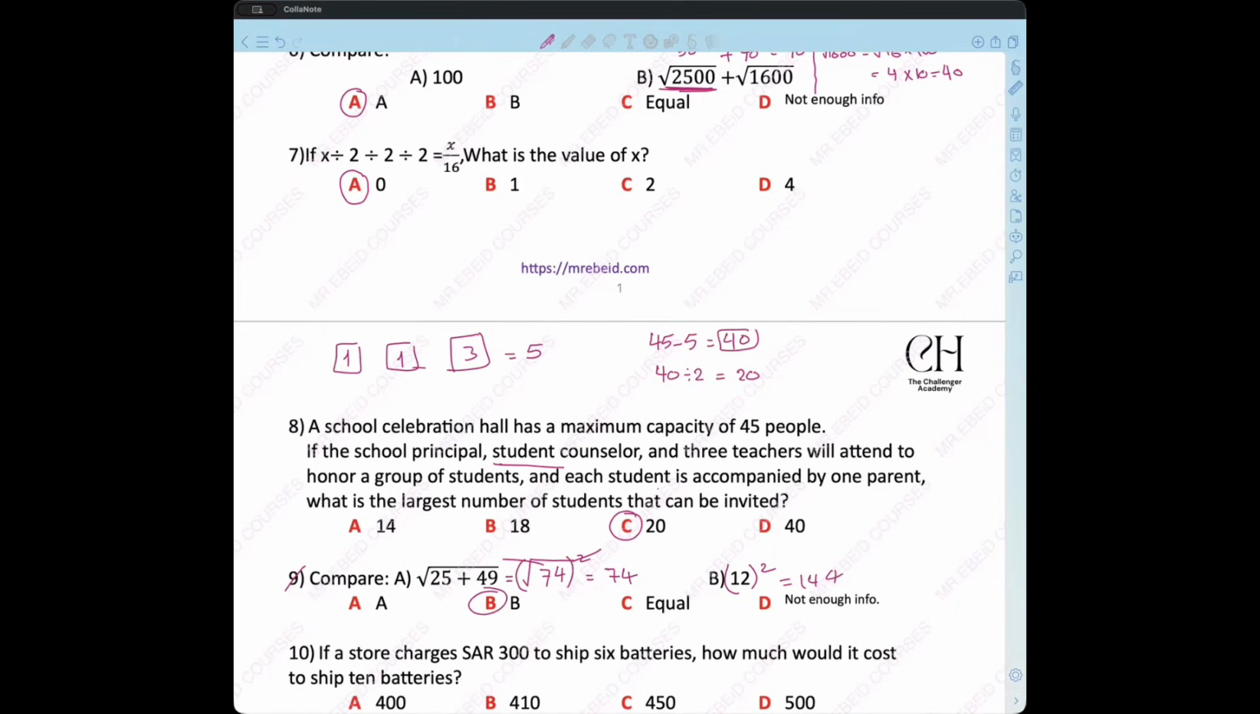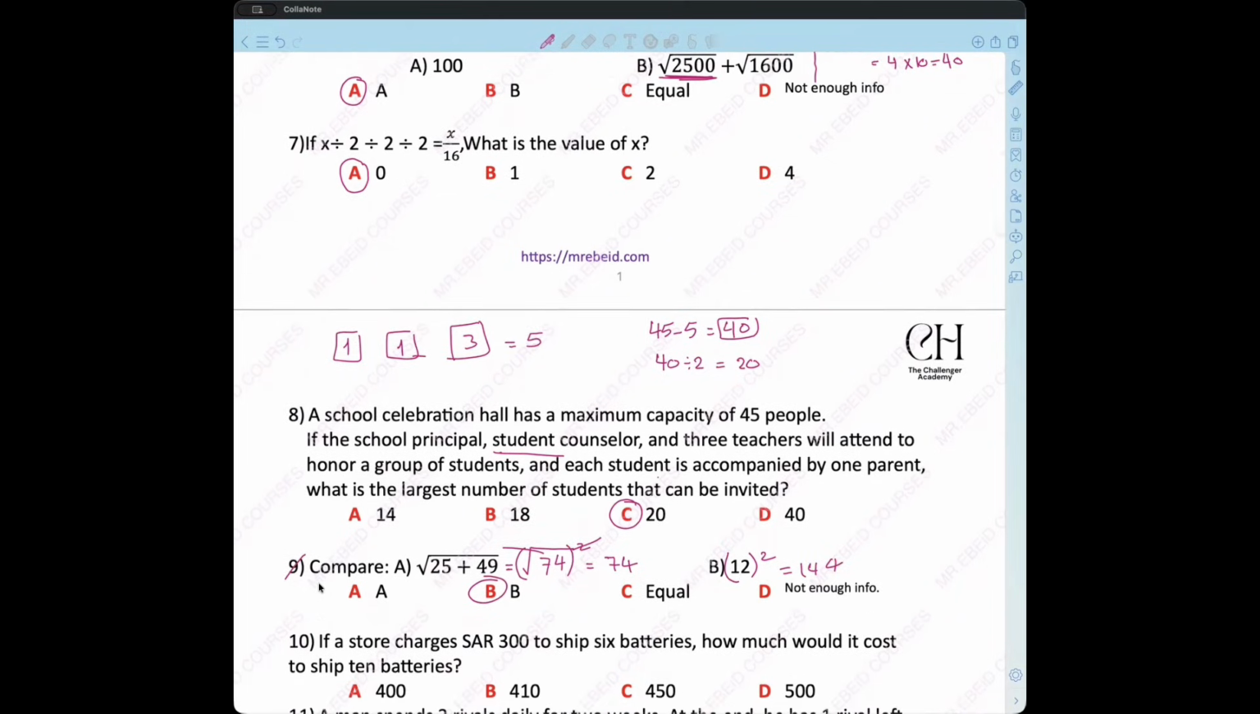Let's move to question 10. If a store charges 300 riyals to ship 6 batteries, how much would it cost to ship 10 batteries? In this question, this is proportion. We have 6 batteries, you can ship them with 300 riyals. So if you have 10 batteries, what is the price of shipping them? Cross multiplication, so x equals 300 times 10 over 6. 30 divided by 6 is 5, and write down 0. So 50 times 10 equals 500. The answer is D.